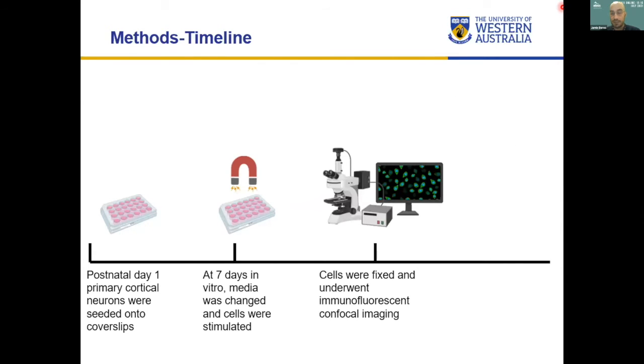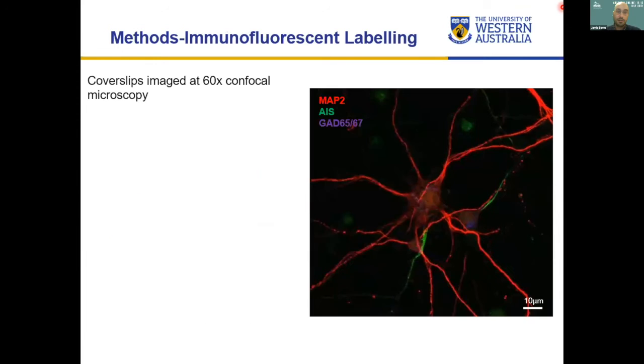And then after this, the cells were fixed, underwent immunostaining, and then we quantified the different parameters of the AIS. So we immunolabeled these neurons by staining for a variety of different markers. We stained for MAP2, seen in red, to label neuron soma and dendrites. For the AIS, we labeled for ankyrin G, which is the main scaffolding protein of the axon initial segment, seen in green. And then we also immunolabeled for inhibitory neurons using GAD65/67. So all the data I'm going to show you is from inhibitory neurons.